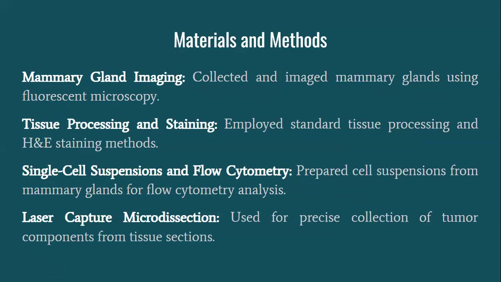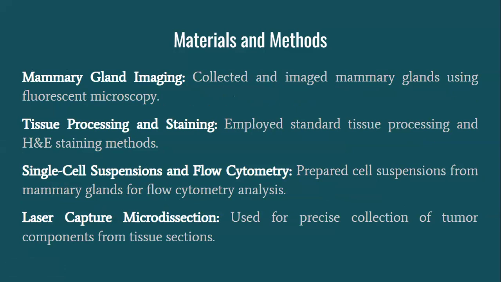Okay. Afterwards, mammary gland imaging was made, using fluorescent microscopy. Then the tissue of the mammary glands was processed and stained. So this actually used H&E staining methods, where eosin was the dye.